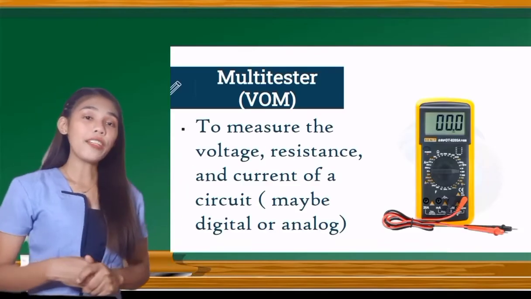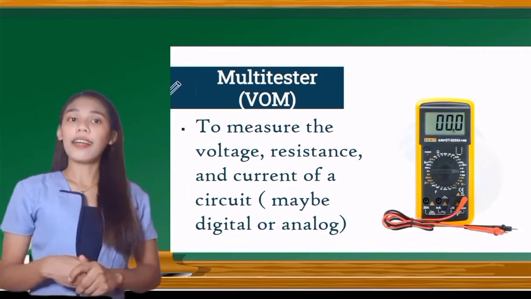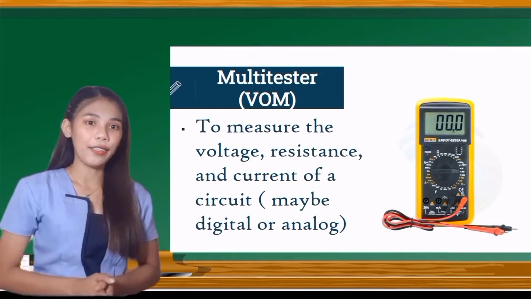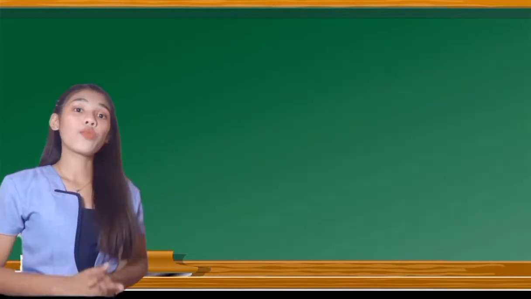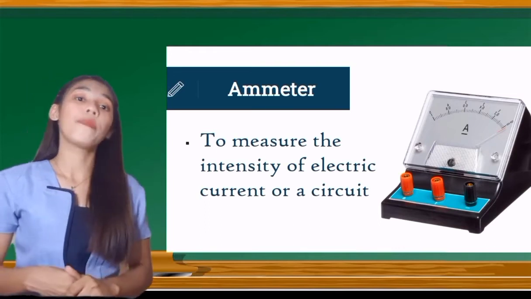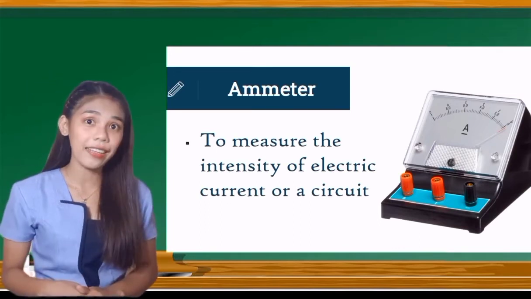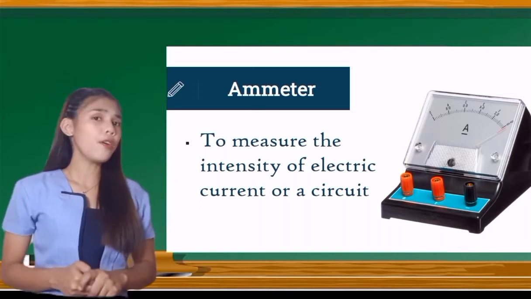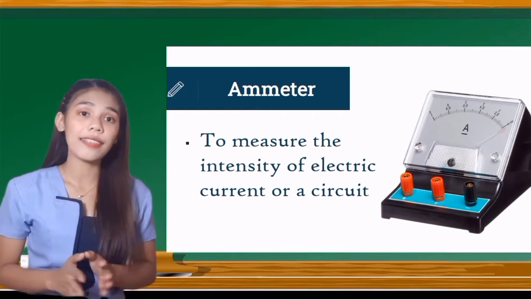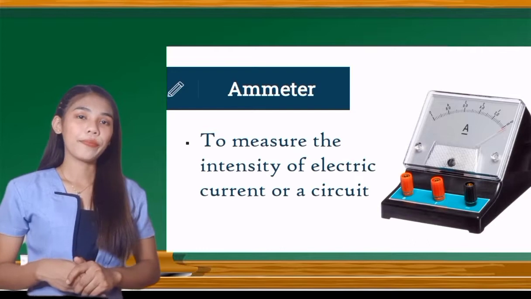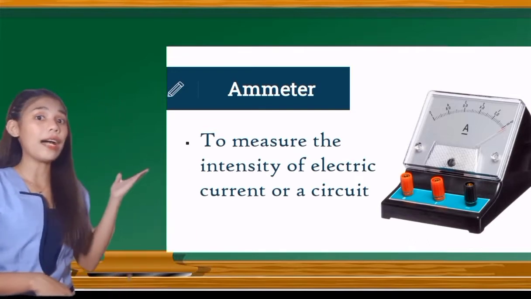The first one is the multi-tester. It measures the voltage, resistance, and the current of a circuit. And also, it may be digital or analog. The second one is what we call the ammeter. The main purpose of the ammeter is to measure the intensity of electrical current in a circuit. And also, an ammeter usually has a low resistance, so it does not cause a significant voltage drop in the circuit being measured. So let's take a look at the picture of the ammeter.